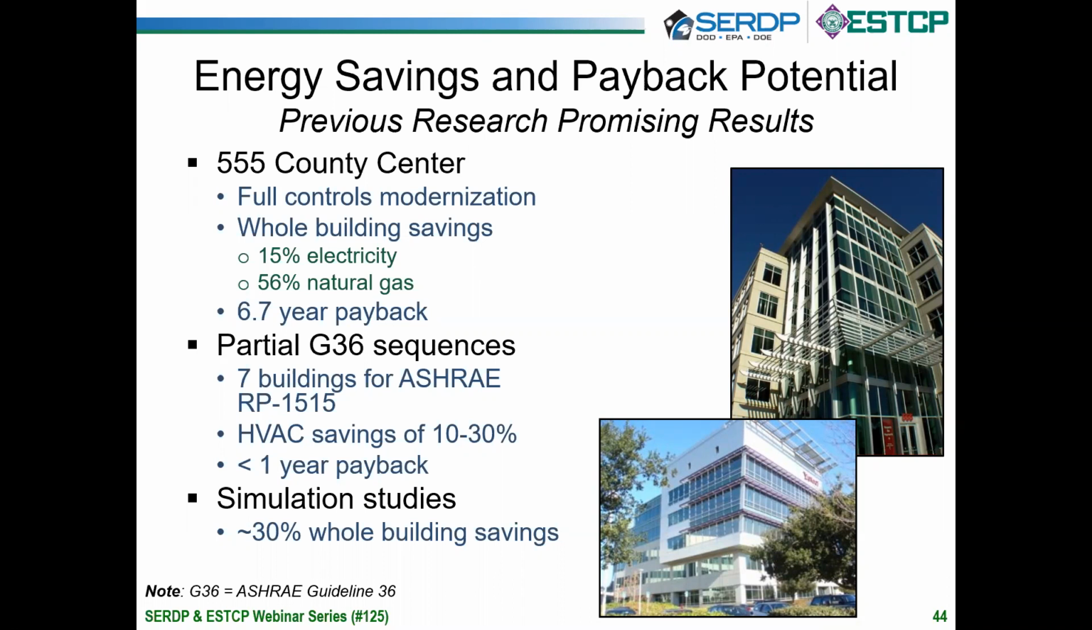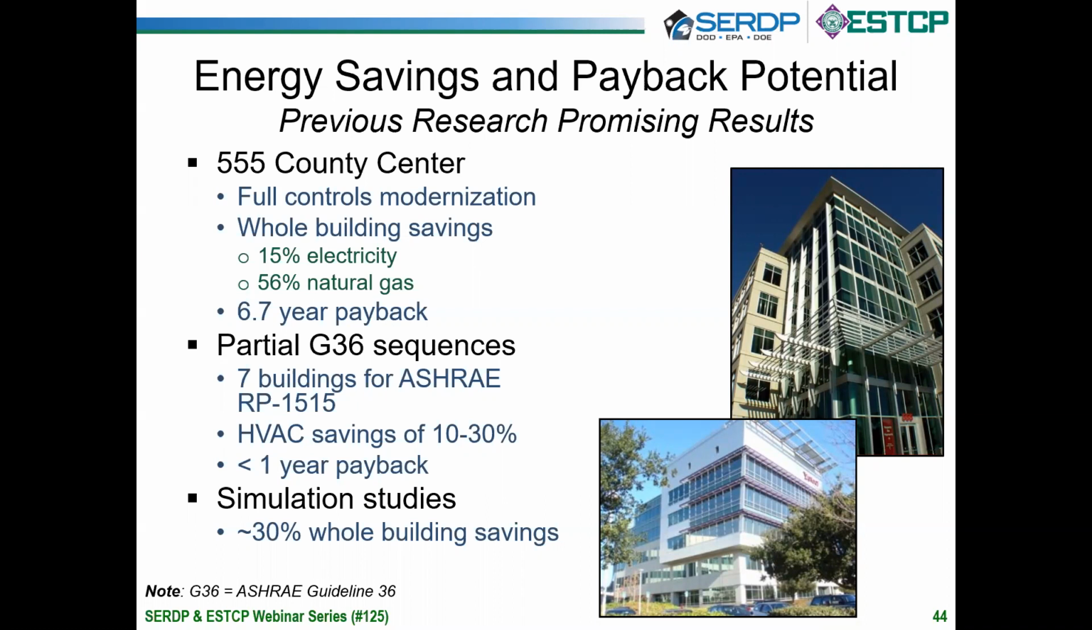It intervened in 7 buildings in a corporate campus. This was actually just control sequences, just reprogramming. The existing buildings had relatively new controllers that could be reprogrammed. And the sequences that were programmed were just partial Guideline 36. It actually focused on the zone sequences. And out of these 7 buildings, the measured savings was in the 10 to 30% of HVAC savings, and a fast, less than 1 year payback. And the reason for the fast payback is that the first costs are relatively low for simply reprogramming. There were no hardware upgrades.